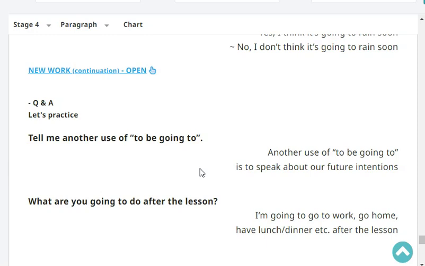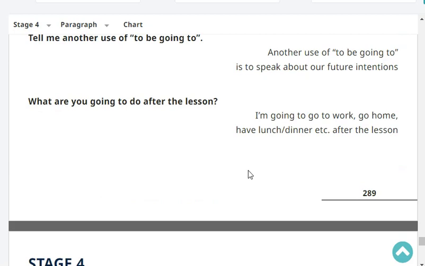Tell me another use of "to be going to", please. Another use of "going to" is to speak about our future intention. What are you going to do after the lesson? I'm going to go to work after the lesson. You're not working yet.